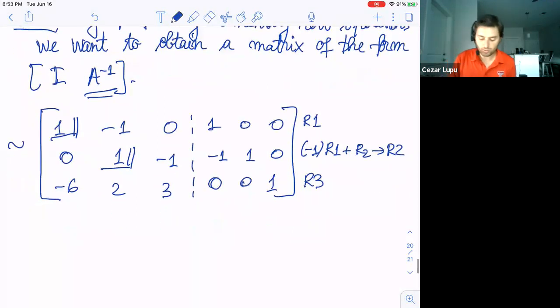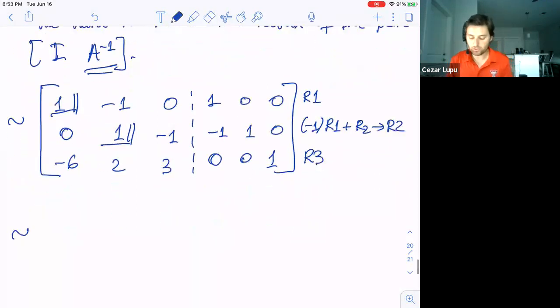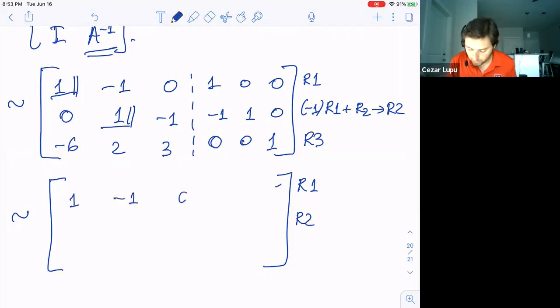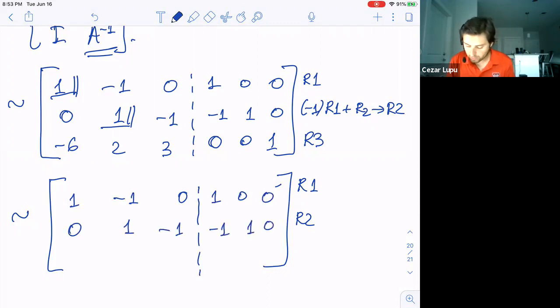So what would you suggest? What kind of other operations would you suggest to do on the third row, basically? So R1 and R2 will stay the same. So let's copy them. 1, -1, 0, 1, 0, 0, 0, 1, -1, -1, 1, 0. And now on the third row, what kind of operation do you suggest?